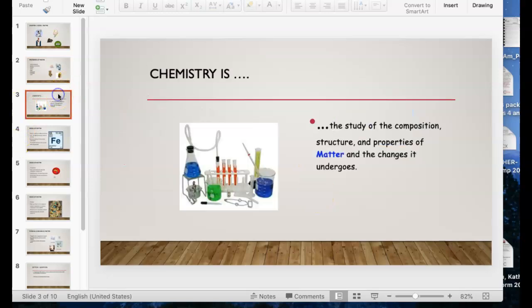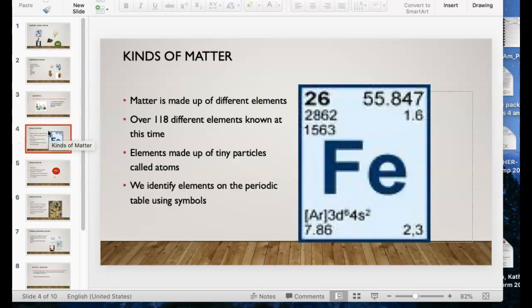Okay? Now, when we're talking about matter, we're talking about a component of chemistry. And chemistry is the study of the composition, structure, and properties of matter and the changes it undergoes. That's a fancy book definition. Chemistry is the study of matter and how it changes. That's the easy way to remember it. Okay? When we talk about matter, we're talking about 3 different types or kinds of matter.